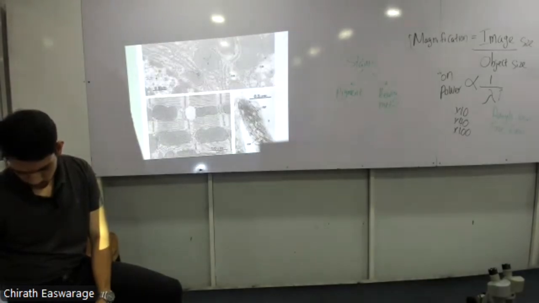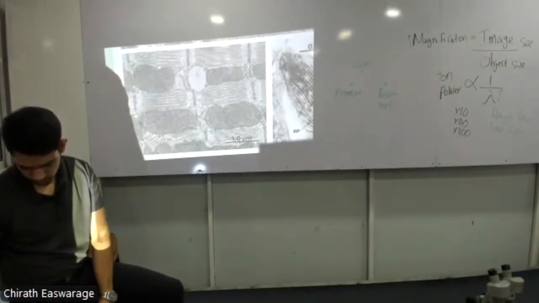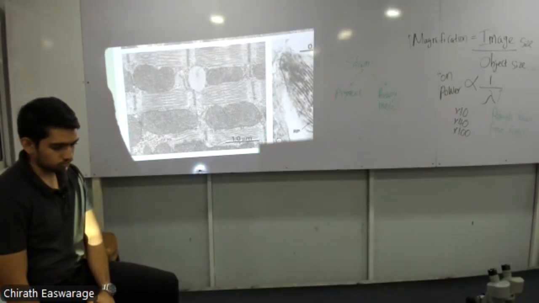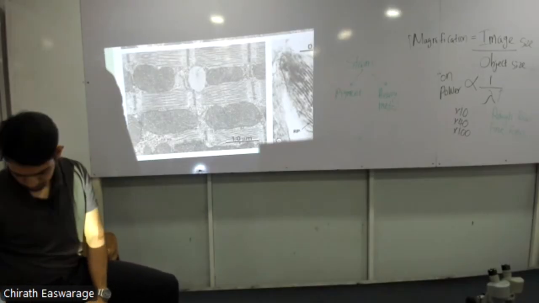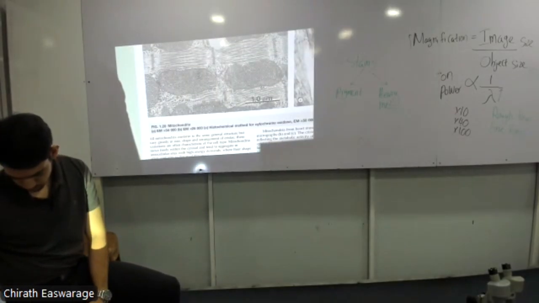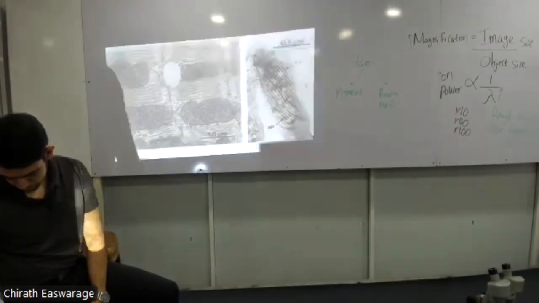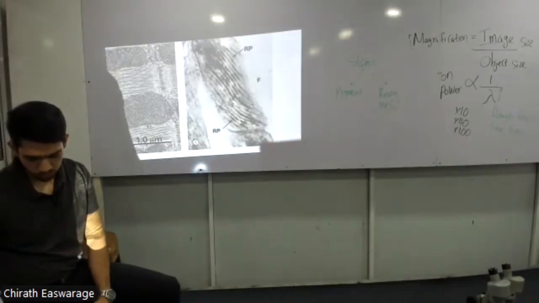Some structures that you know, mitochondria, yes. These are again mitochondria observed from a transmission electron microscope at about 34,000 magnification. Again, another mitochondria.